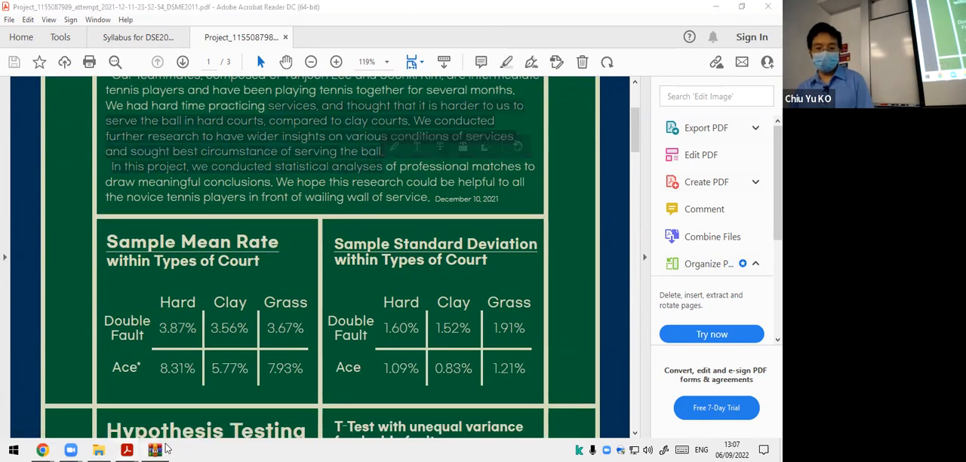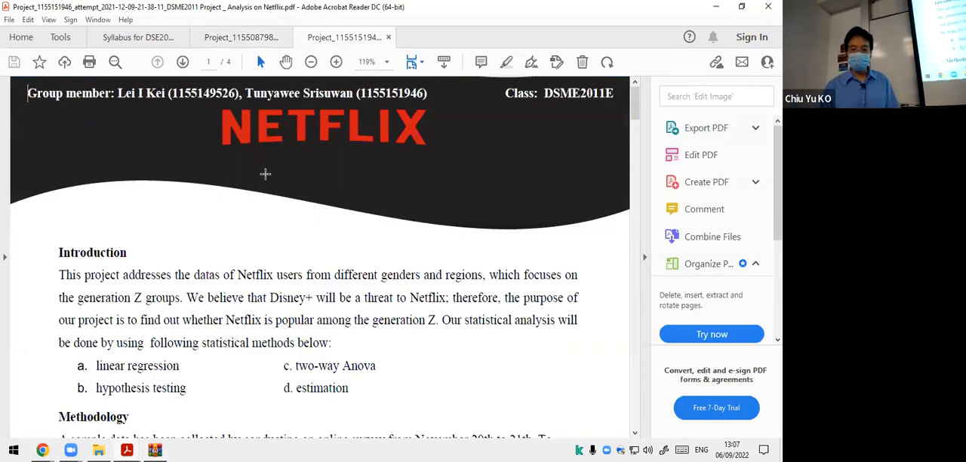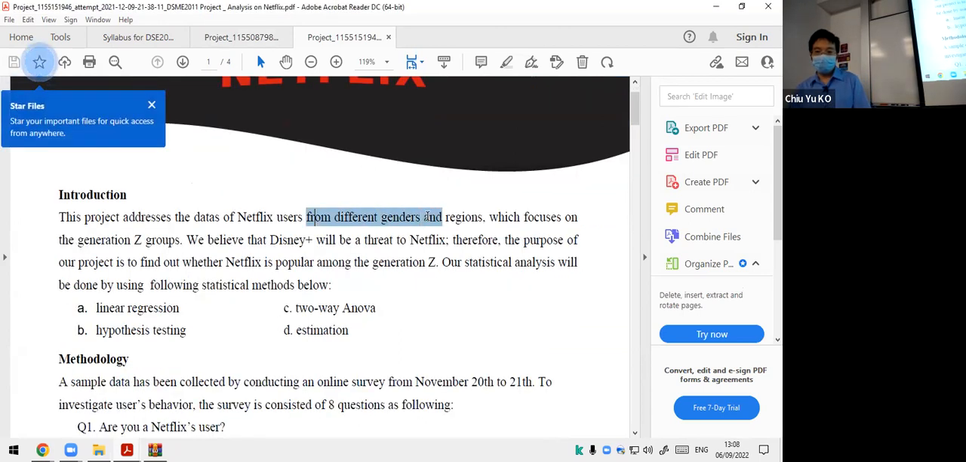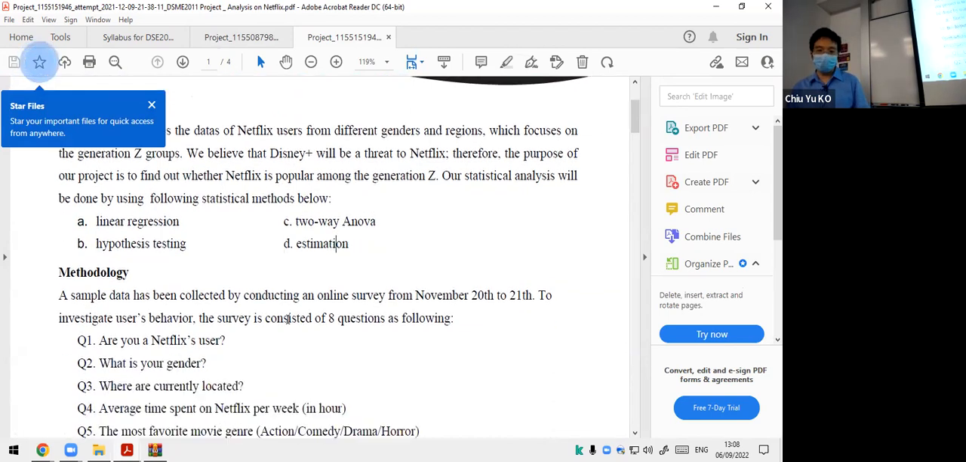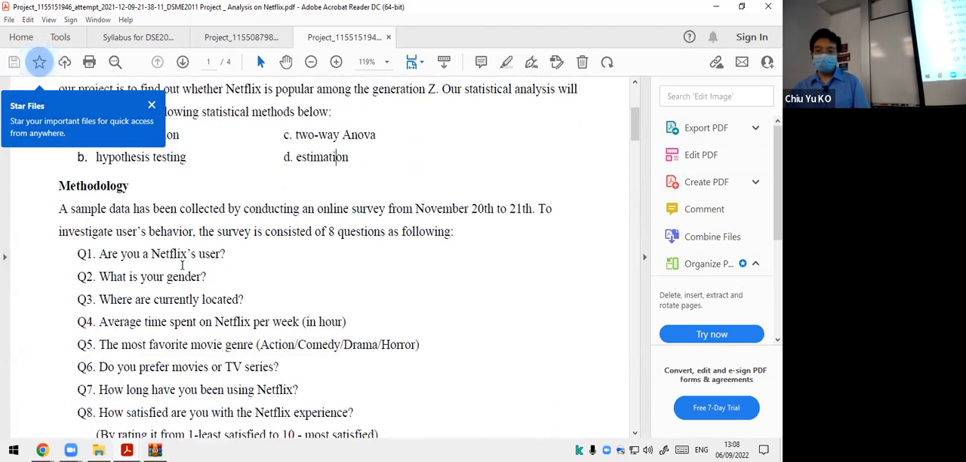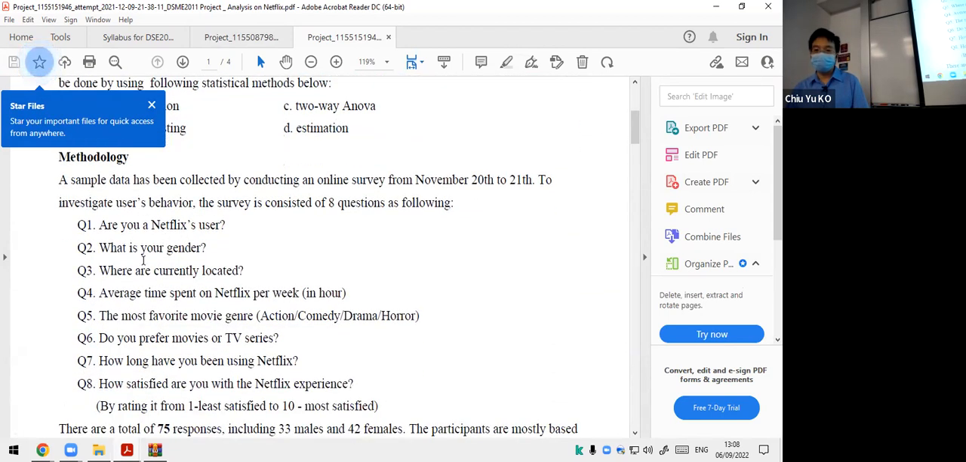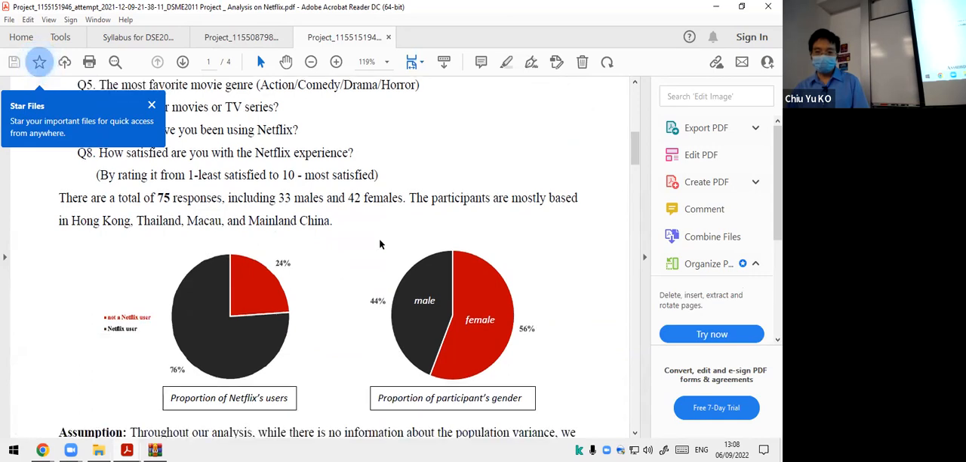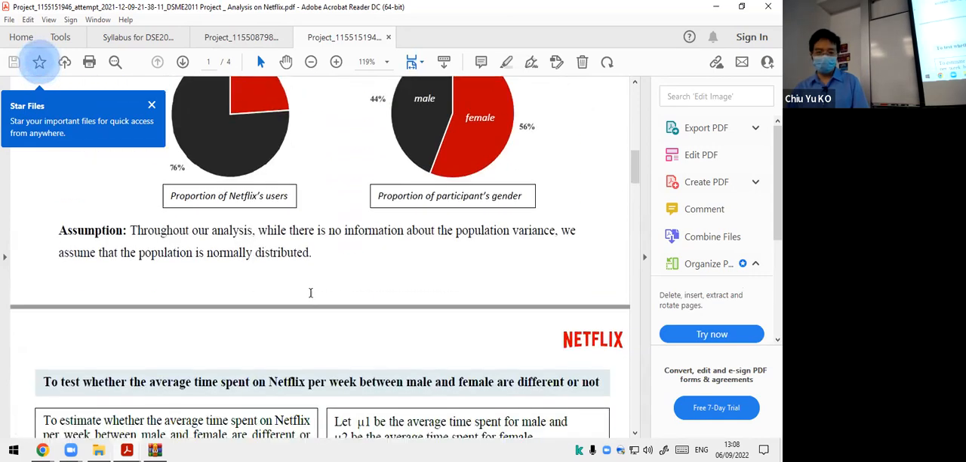Let me go to the other example. I just randomly picked one. This group looks at graphics, trying to see data from different genders and different regions. They use regression, ANOVA, hypothesis testing, and estimation, basically everything in our class. What they do is a little bit interesting because they do some surveys. I think they do it online, not in the library, but they collect people from different areas in the library or online.